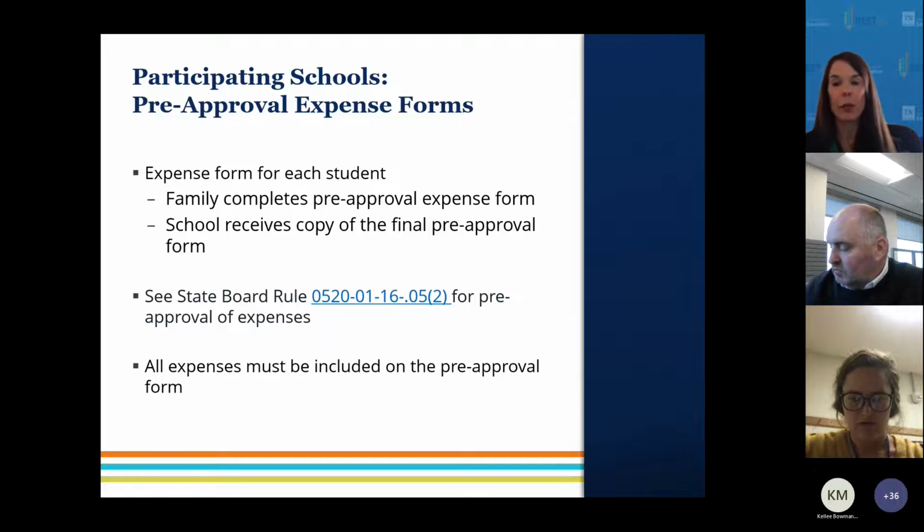So once the pre-approval form has been reviewed and approved, the schools will receive that final data. And we have been sending these to each school. They've been receiving a spreadsheet that includes the list of the final approved forms and the details of expenses for each student. And we will continue to provide these updates until all these are approved.